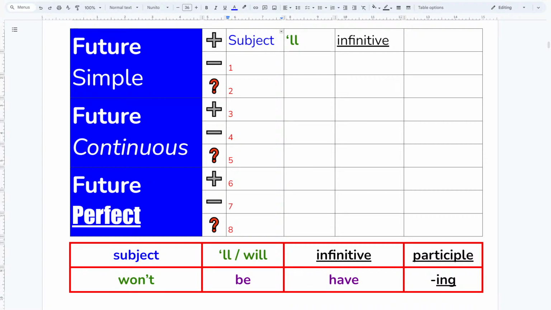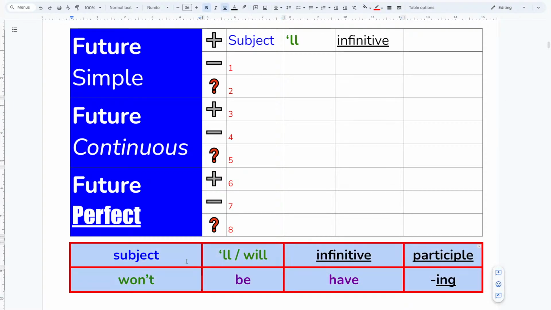You can see here for future simple in the affirmation, we have subject plus 'll, or will if you prefer, plus infinitive. So he'll go to the park tomorrow. I'll have a coffee, please. There's our affirmation. So I want you to form the negation, the question for future simple, and carry on down the table here.